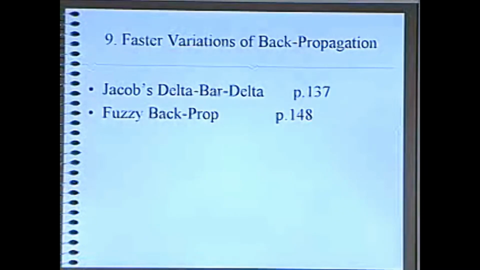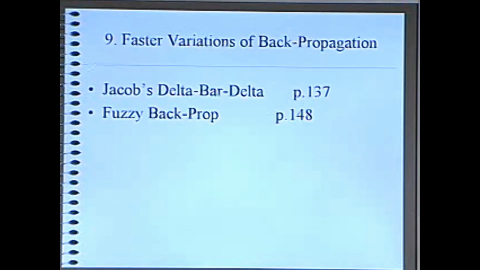Another fast technique is Jacobs' delta bar delta rule. Any questions on this one so far? Okay, Jacobs' delta bar delta rule, which is on page 137 of your text, basically says the same thing that we alluded to before. If you're on a flat surface, you want to take big steps. If you're on a very steep surface, you want to take little tiny baby steps. So on page 137 of your text, we go to Jacobs' delta bar delta algorithm.